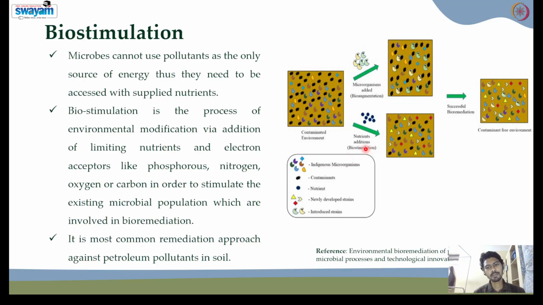Whereas in biostimulation, what happens? There will already be indigenous microorganisms present in the environment. What do you mean by indigenous microorganism? The microorganisms that are already present in the site of the pollutant. So what we will do is provide appropriate nutrients or environmental conditions to promote their growth as well as to speed up the process. So by these two approaches, we will ultimately be removing these contaminants. So these are the two important concepts or approaches that scientists normally use to face environmental challenges. One is bioaugmentation and one is biostimulation.